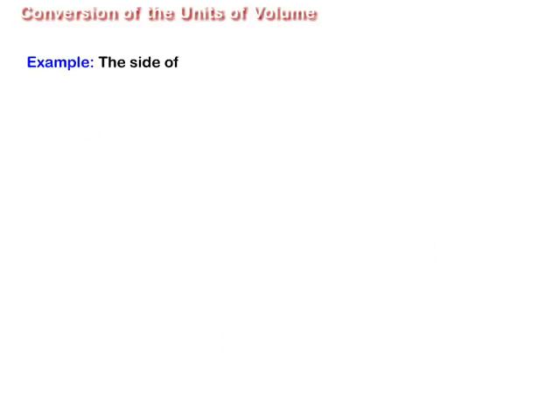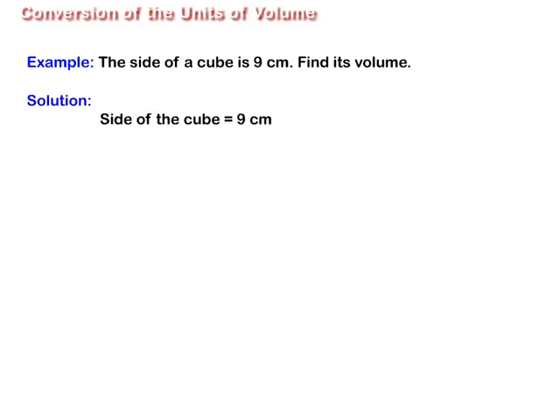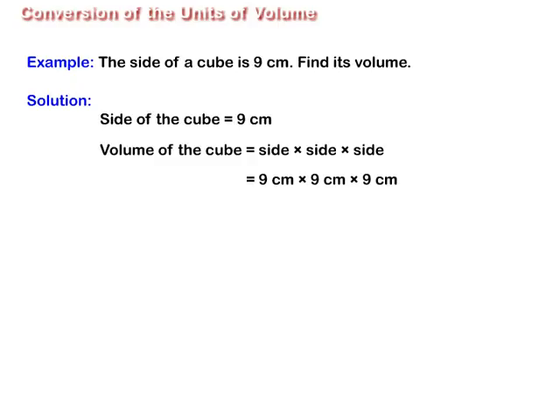Let us take an example of a cube. The side of a cube is 9 cm. Find its volume. Side of the cube is 9 cm. Therefore, volume of the cube is equal to side multiplied by side multiplied by side, is equal to 9 cm multiplied by 9 cm multiplied by 9 cm, is equal to 729 cm³ or cubic centimeters.